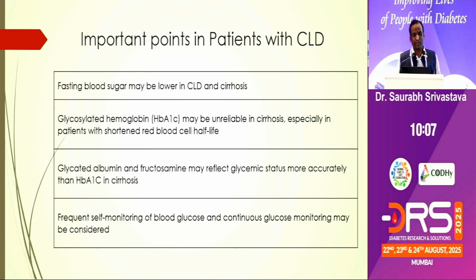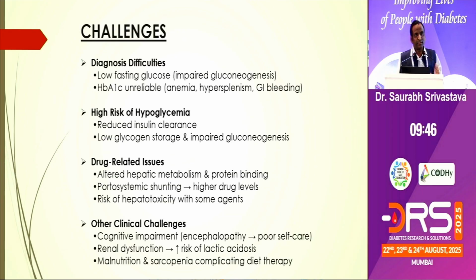We can go ahead with them one by one. The important point to remember in patients with CLD is that the fasting blood glucose may be lower in CLD and cirrhosis. HbA1c may be unreliable in cirrhosis, especially in patients with shortened red blood cell lifespan. Glycated albumin and fructosamine reflect glycemic status more accurately, and self-monitoring of glucose and CGM can be considered. The challenges which we face are diagnostic difficulties, which we have already discussed.